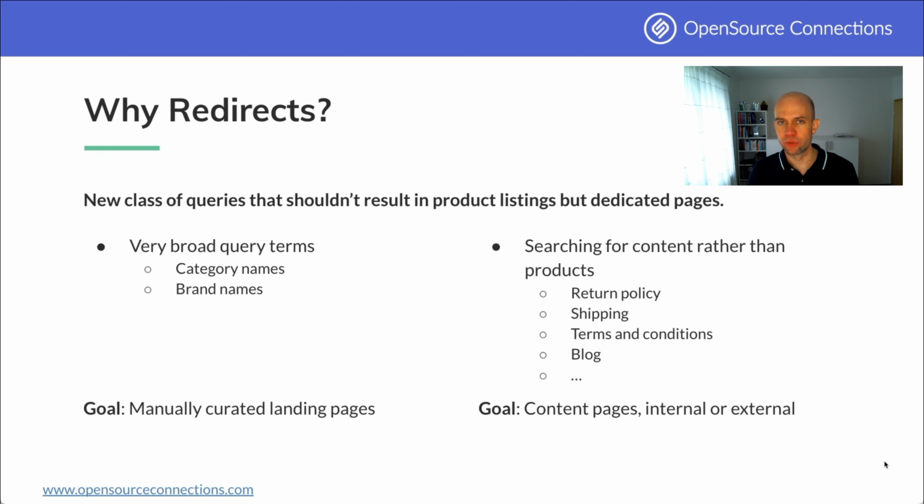We don't want to have a product listing there, but rather manually curated landing pages with the products that, for example, are the most popular ones for these queries.